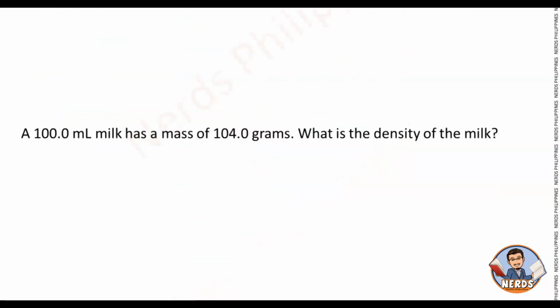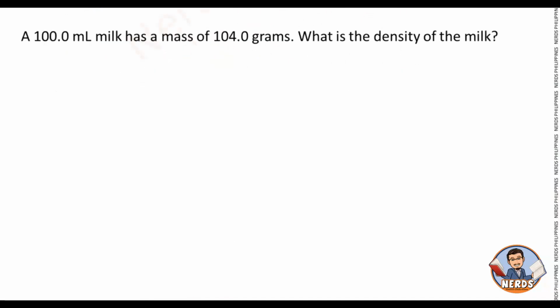So, let's proceed to the second problem. A 100 milliliter of milk has a mass of 104 grams. What is the density of the milk? So, we have the given here: volume of milk is equal to 100 milliliters and the mass of milk is equal to 104 grams.